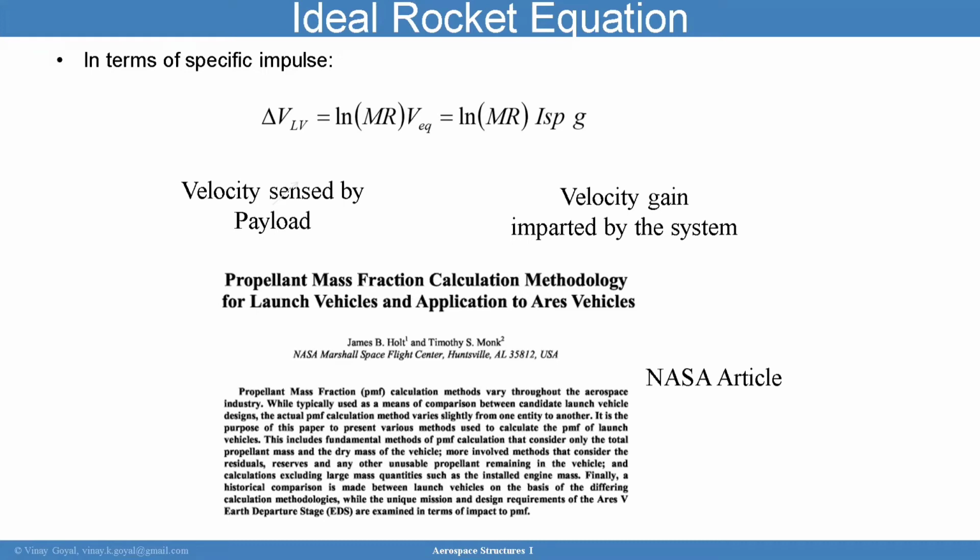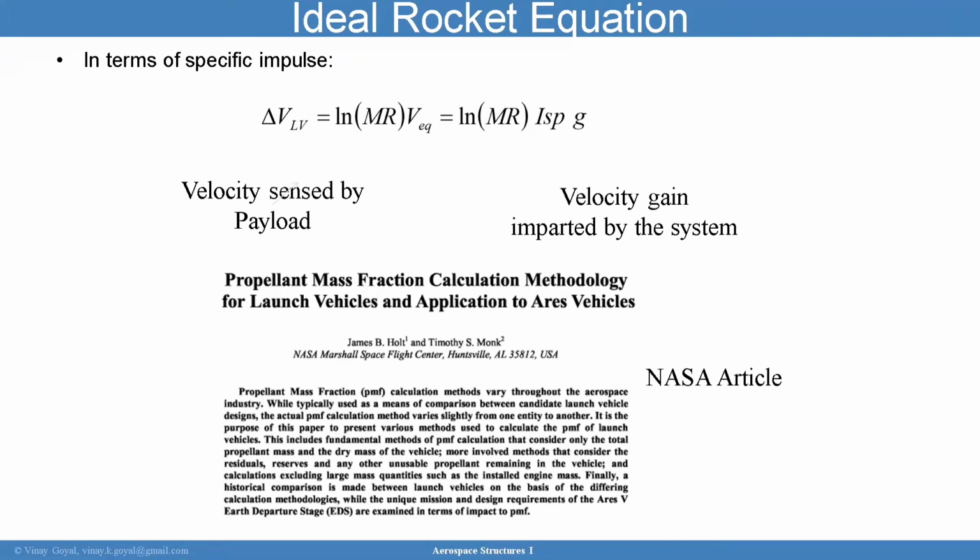And in here you will see that they compare candidate launch vehicle designs and they show the various methods used in industry to determine the propellant mass fraction. They look also at propellant mass versus dry mass, and they look at the idea of residuals. Basically, they provide a historical comparison between launch vehicles on the basis of differing calculation methodologies.